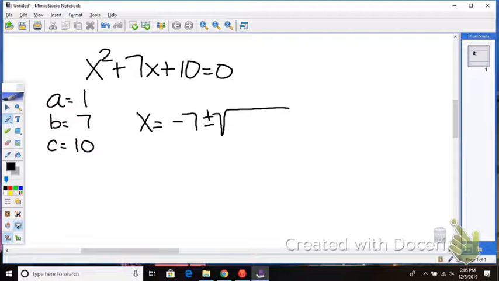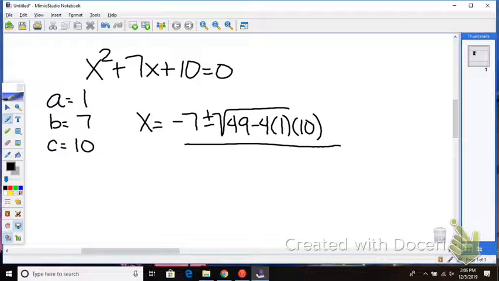Here's where I want you not to just write stuff out. I want you to do a little math in your head. Don't write 7 squared. What is 7 squared? 49. So write 49 minus 4 times A, which is 1, times C, which is 10, all over, and here's another place I want you to use your brain. What's 2 times A for this problem? 2, because it's 2 times 1. So don't actually write down 2 times 1. Write down whatever the number is. Okay? Now we're going to solve it.